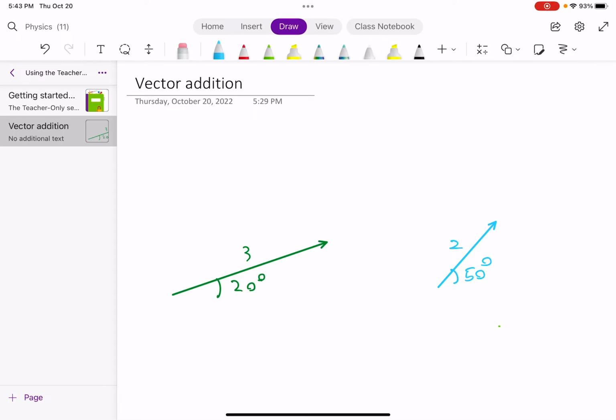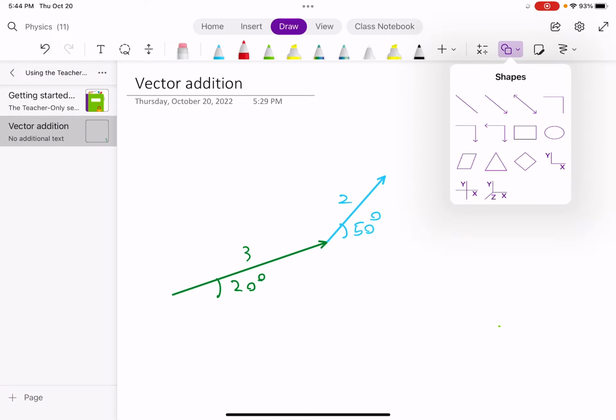So how can we combine these two vectors and find your total displacement after you have gone on both of these trips, part A and part B? The graphical way of adding these together is to take one of those vectors, grab it, drag its tail to the head of the second vector, and then draw a new line from the tail of vector 1 to the head of vector 2.